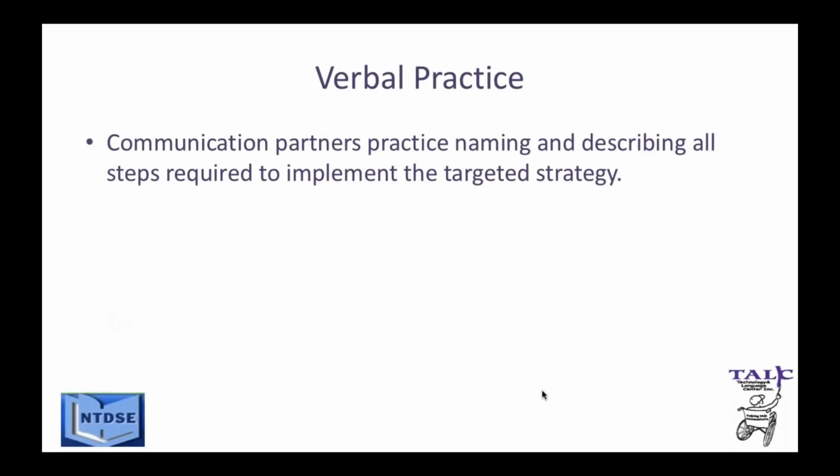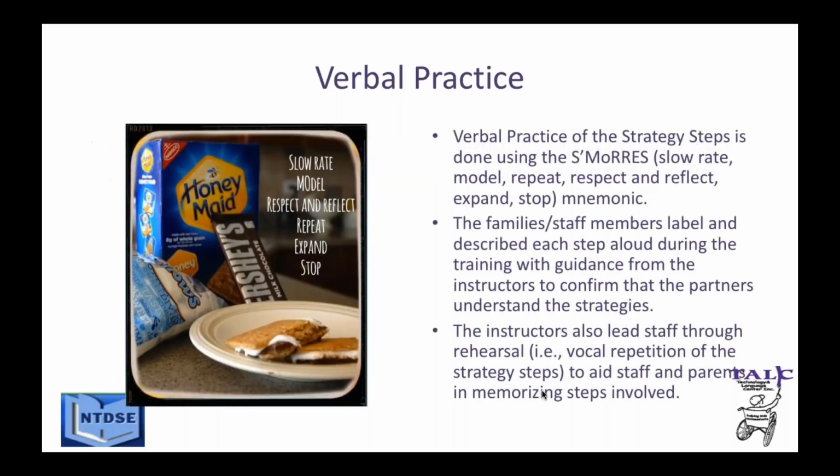Step 4, verbal practice. This is where the communication partners practice naming and describing all the steps required to implement that targeted strategy. For verbal practice of the strategy steps, we use the SMORES mnemonic, and SMORES stands for slow rate, model, repeat, respect and reflect, expand and stop. And unfortunately, we don't have time to go fully into detail about those elements today. But using mnemonics has been shown to help with recall.